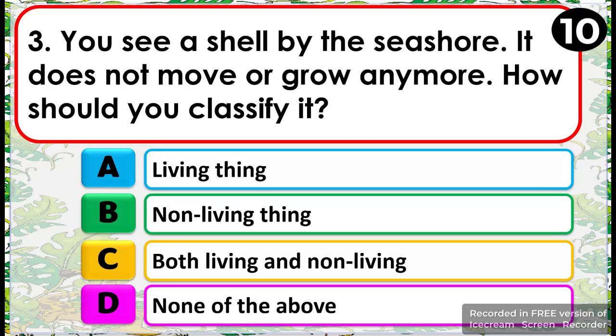Number 3. You see a shell by the seashore. It does not move or grow anymore. How should you classify it? A. Living thing. B. Non-living thing. C. Both living and non-living thing. D. None of the above.